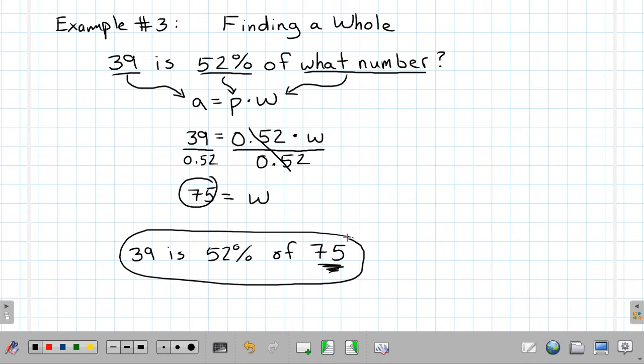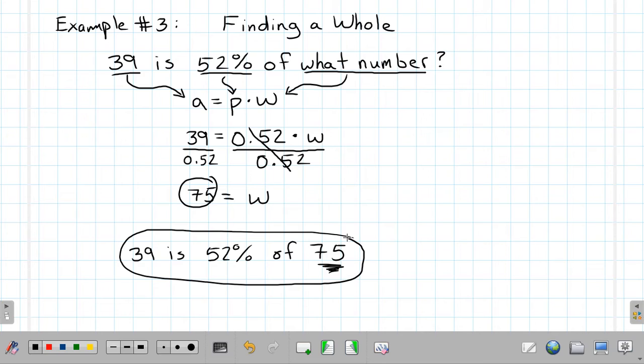So this type of question is saying, okay, well, let's say you're going to save $39 on a purchase, okay? And you know that the sale is 52% off. Well, the whole that we found here is that, all right, the original cost of the item that you bought was $75, okay? So if you know you're getting $39 off and you know the sale is 52% off, the original price of the item was $75, okay? So it's telling you the whole price, whereas 39 is the part of the price that you're getting off, okay?